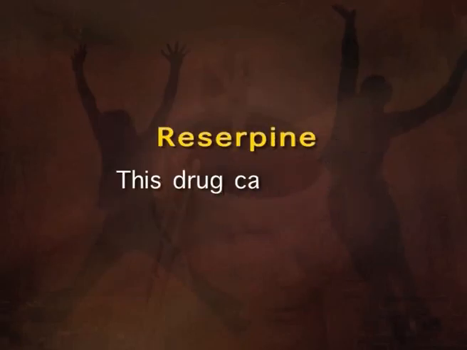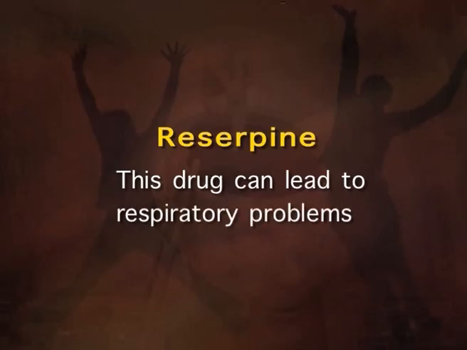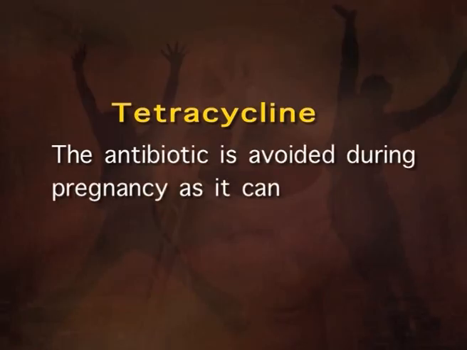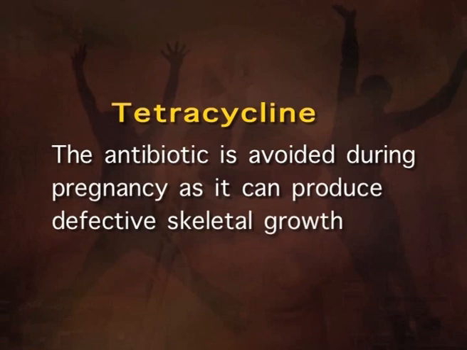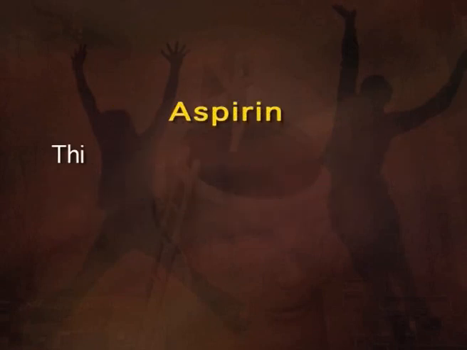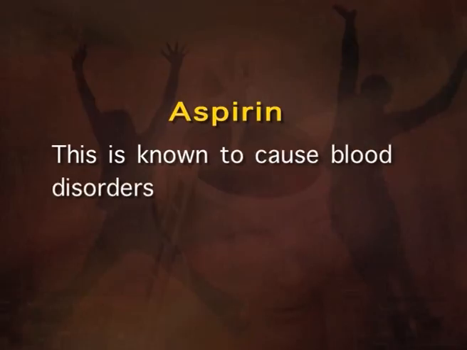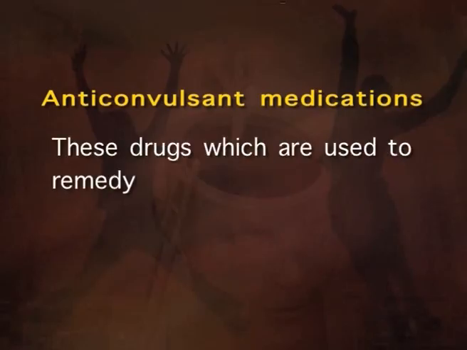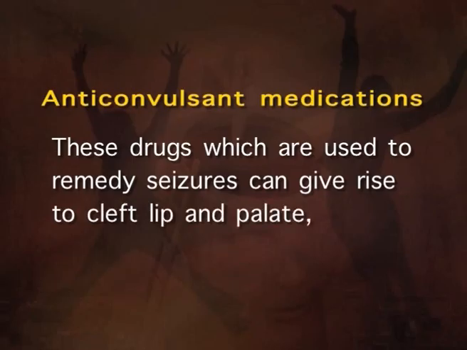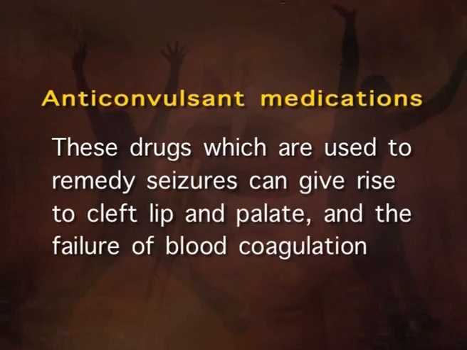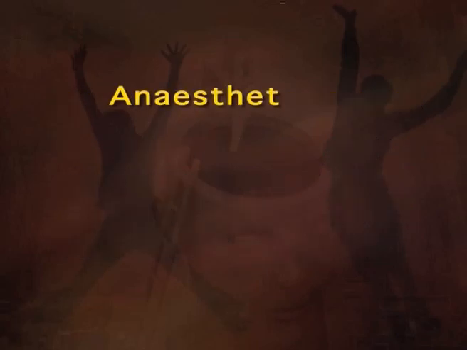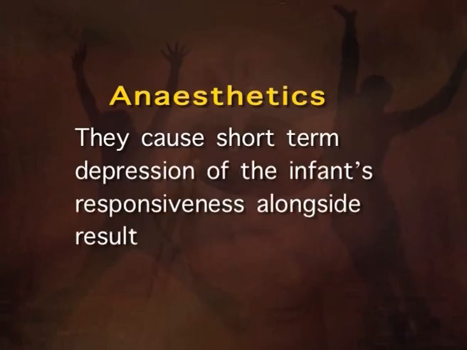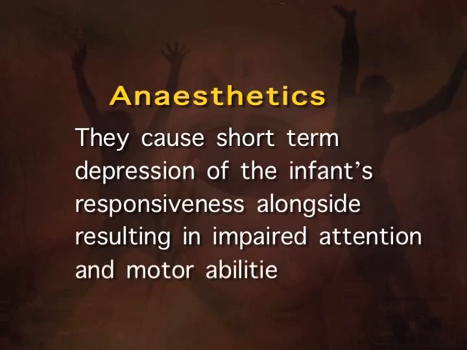Reserpine. This drug can lead to respiratory problems. Tetracycline. The antibiotic is avoided during pregnancy as it can produce defective skeletal growth. Aspirin. This is known to cause blood disorders. Anticonvulsant medications. These drugs, which are used to remedy seizures, can give rise to cleft lip and palate and the failure of blood coagulation. Anesthetics. They cause short-term depression of the infant's responsiveness alongside resulting in impaired attention and motor abilities.